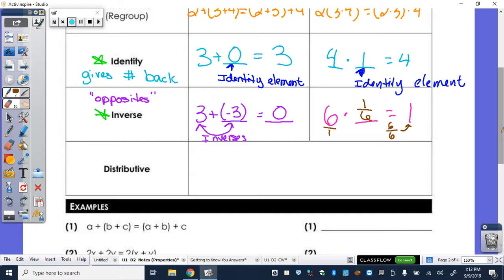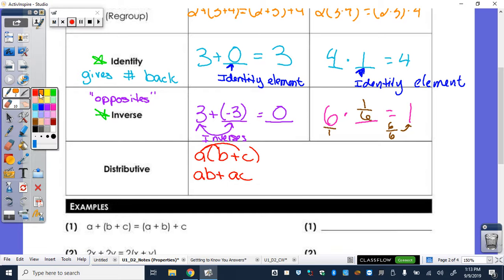And then our last one, distributive. Most people are good with distributive in this form. If I have A parentheses B plus C, we would take that A and we would distribute it and multiply. So I would get AB plus AC.